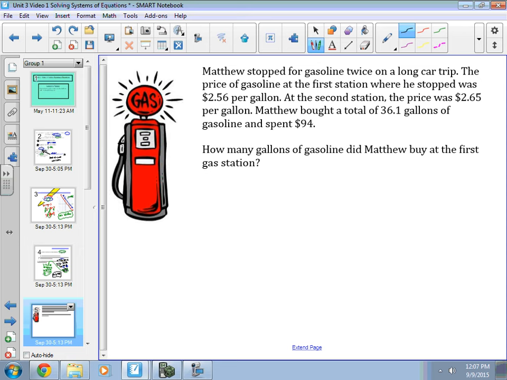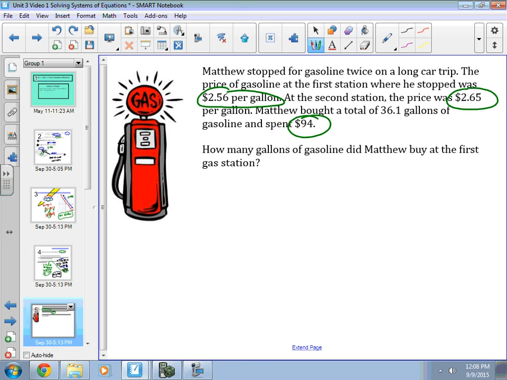We need to come up with some equations from this information. So let's start with this first sentence where it says, at the first station he stopped, it was $2.56 per gallon. That by itself is going to be tough to do because we don't have similar things. So if you can't go by sentences, then look for similar information. There's a lot of money in this problem. We got money here, we got money here, and we have money here. So let's put all the stuff with money together then if you can't go sentence by sentence.